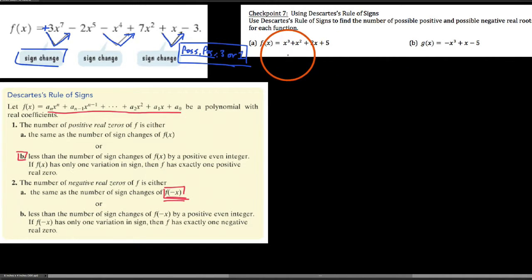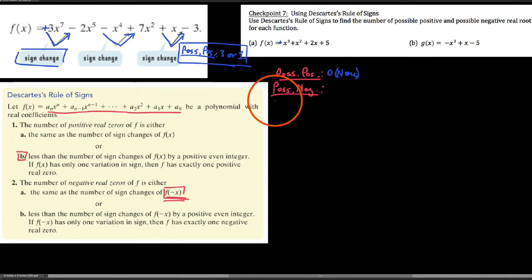We would say, given this f of x here, this cubic, x cubed plus x squared plus 2x plus 5, how many possible positive zeros could it have, and also how many possible negative zeros can it have. So we'll start with the positives. Counting sign changes, I notice that it goes from positive to positive to positive to positive. So what this means is that there are 0 possible positive zeros, or we can write in parentheses, there are no possible positive zeros for this function right here.